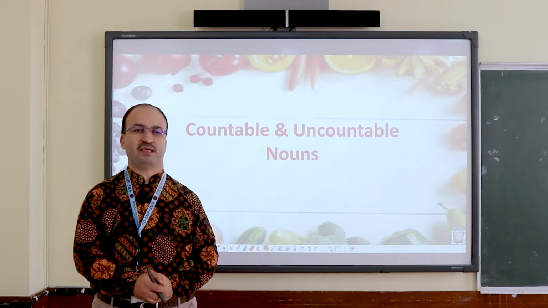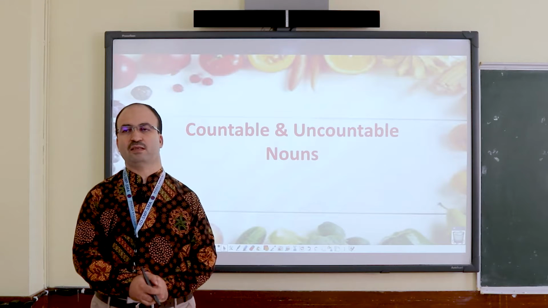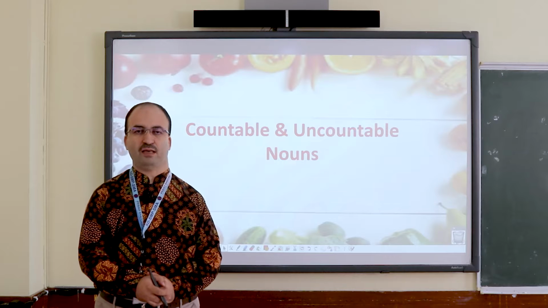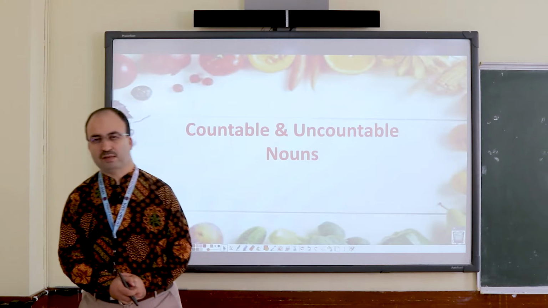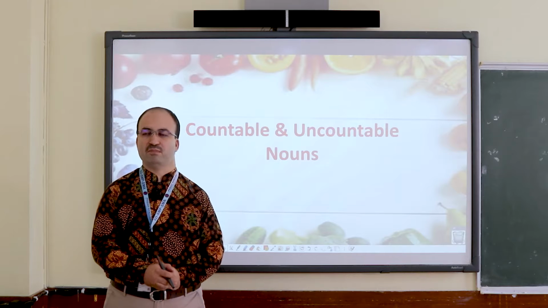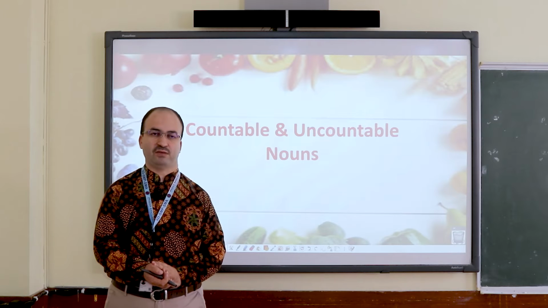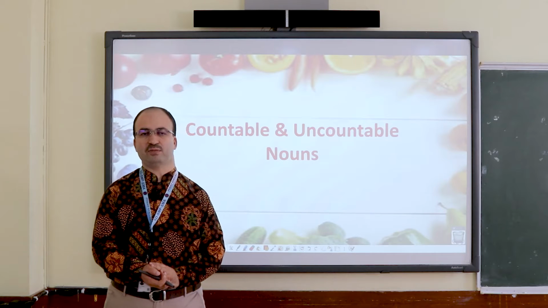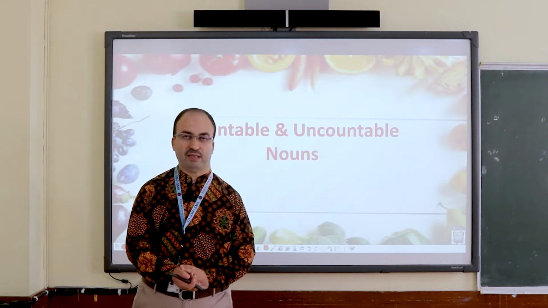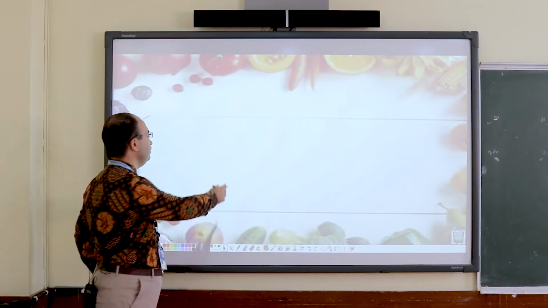The things that we can count are called countable nouns, and the things that we cannot count are uncountable nouns. For example, we can count apples, eggs, and potatoes. We can use them as countable nouns, so they have singular and plural. And uncountable nouns are like rice, like water, like milk. So let's have a look at all of this classification.